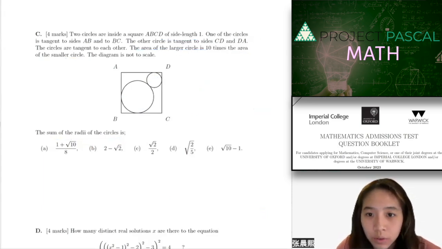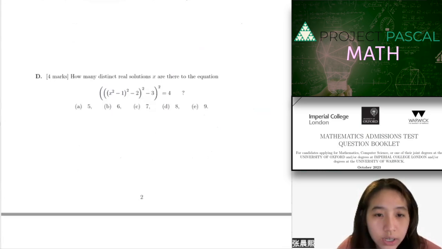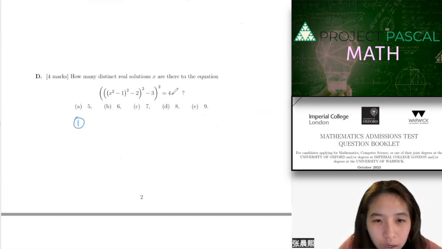Okay, moving on to D. D is honestly a pretty ugly one. So firstly, case 1: minus 3 equals 2. Case 2: minus 3 equals negative 2. So then the square is equal to 5 and the square is equal to 1.